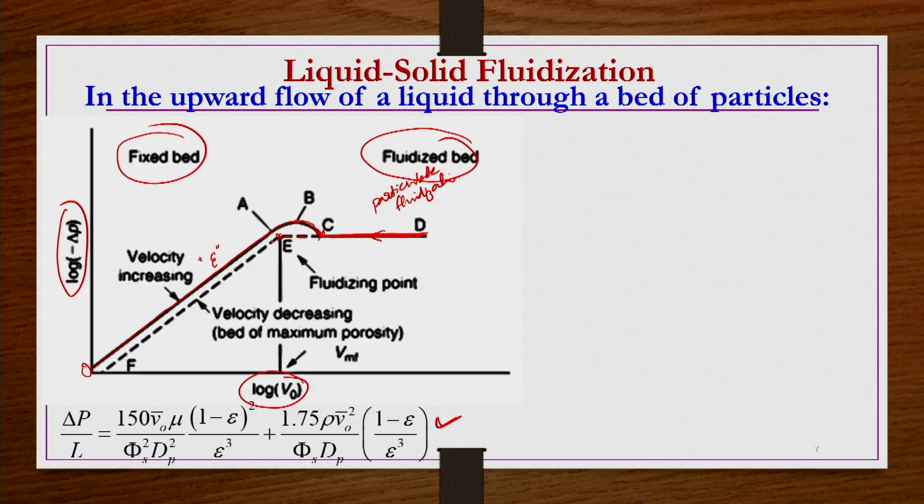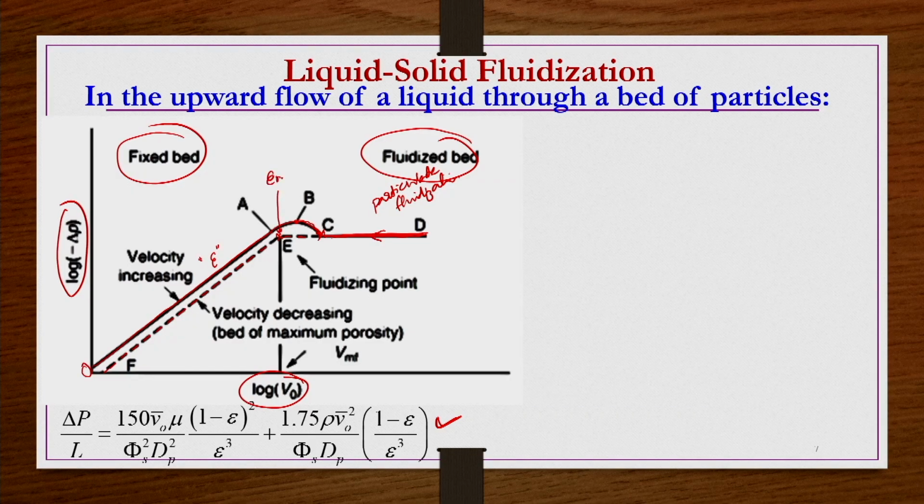If the voidage is more, the pressure drop is going to be less. That is the reason that from this point E onwards, when you decrease the flow rate or velocity, the pressure drop decreases with the velocity, but it is not following the initial OA curve; it follows this EF curve, because the bed has been fluidized, and by decreasing the velocity, particles settle, touch and rest onto each other, but that resting is not providing the initial compact packing.